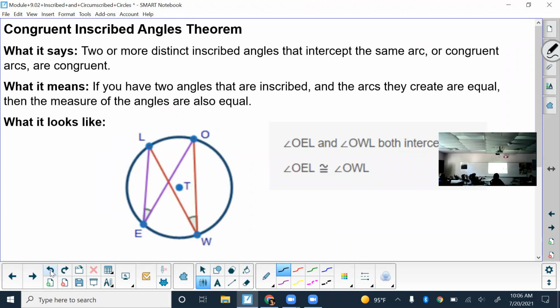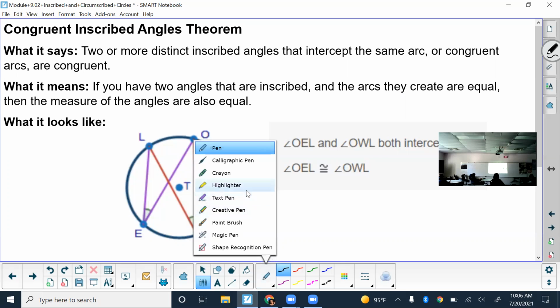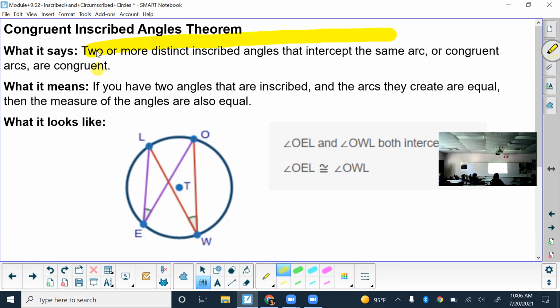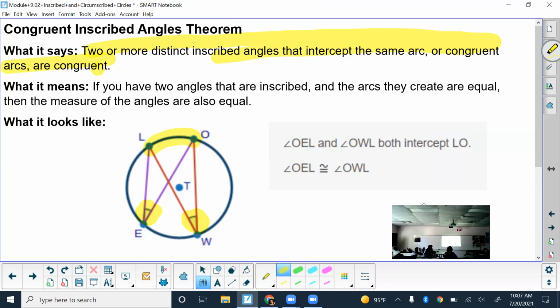We have the congruent inscribed angles theorem, which I would highlight the part that says what it says. We have two or more distinct inscribed angles that intercept the same arc, or congruent arcs, are congruent. Both of these angles have LO as their intercepted arc, right? So because of that, those angle measures are congruent to each other. Angle E is congruent to angle W because they both intercept the same arc.